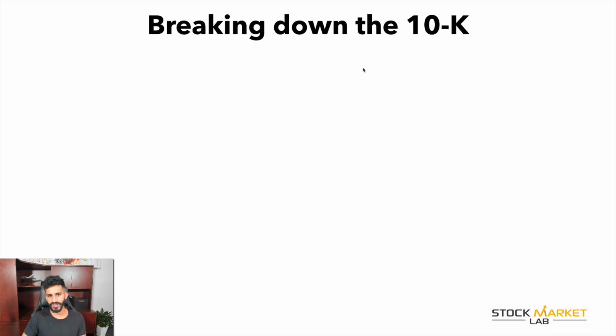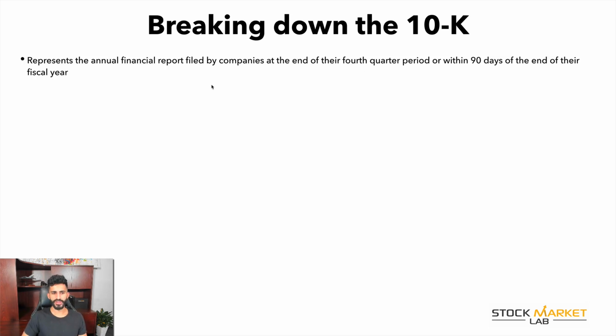Now let's break down the 10K. Let's understand it a little bit and let's take it from there. So the 10K, once again, represents the annual financial report filed by companies at the end of their fourth quarter period or within 90 days of the end of their fiscal year. Now, the reason I'm breaking the 10K down is because I want you guys to have a solid understanding. I'll break down when you need it, when you don't need it, but just understanding what it showcases and how detailed it is is very important for you to understand.